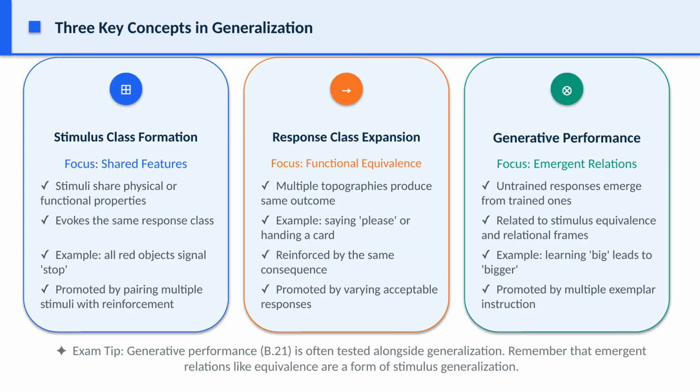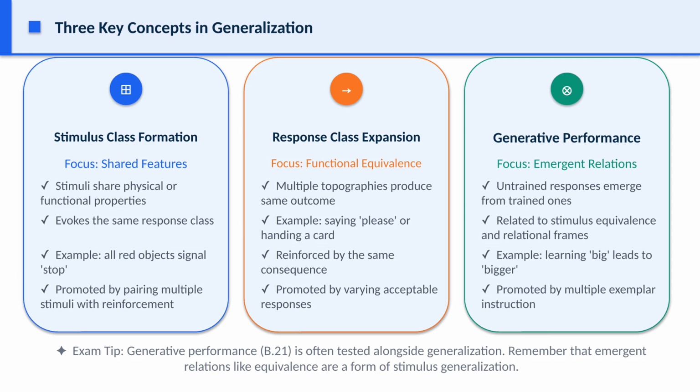On this slide, we're breaking down 3 core concepts that drive generalization, a must-know for the BCBA exam. First, stimulus class formation. When stimuli share physical or functional properties, like all red objects signaling stop, they evoke the same response class. This is built by pairing multiple stimuli with reinforcement and measured through generalization probes. So on the exam, think of how a client learns to respond to various red items.